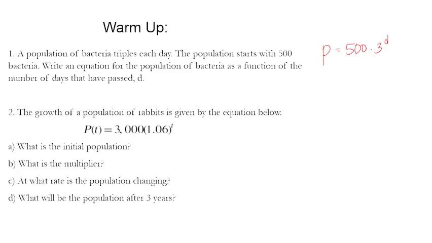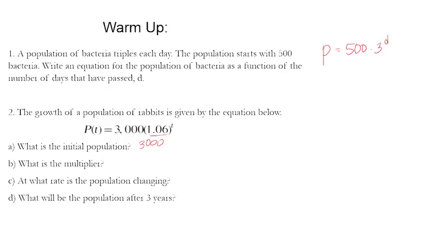For the second one, the growth of a population of rabbits is given by the equation below. P of T is equal to 3,000 times 1.06 to the T power. First question is, what is the initial population? That would be 3,000. If T was 0, the 1.06 to the 0 power is 1, so it would just be 3,000.